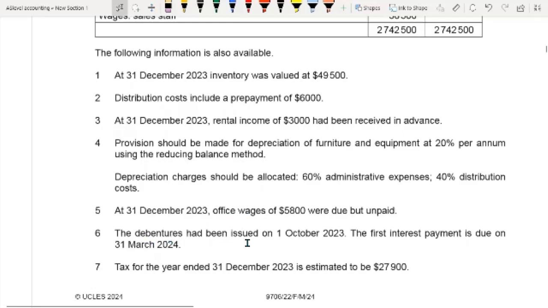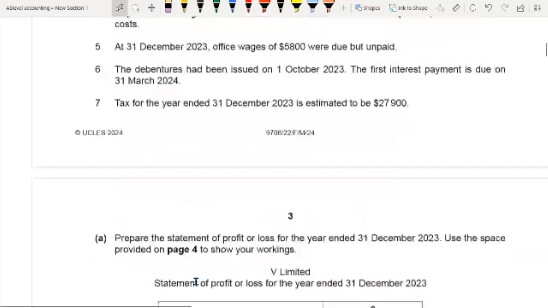In six, debenture had been issued on 1st October 2023. The first interest payment is due on 31st March. So this is your finance cost. Tax for the year ended 31st December 2023 is estimated to be 27,900. So this is your tax, which will be deducted after finding the profit for the year. Okay, so first of all, let's see the distribution.